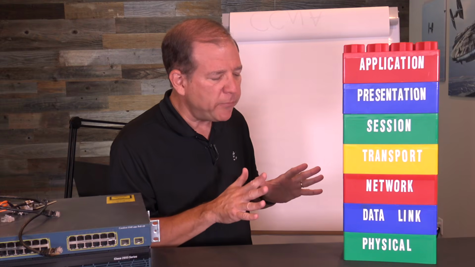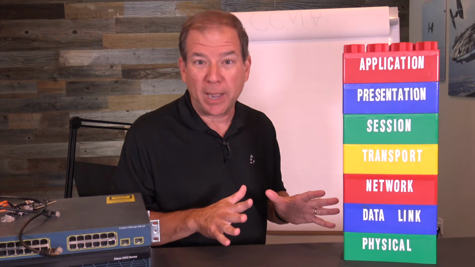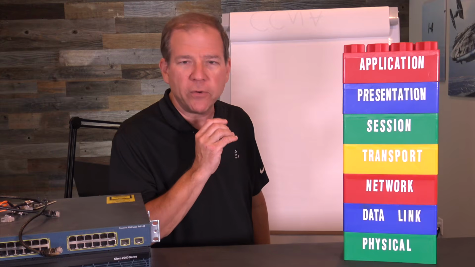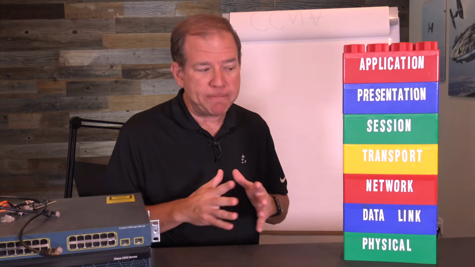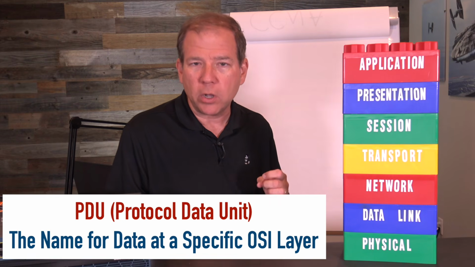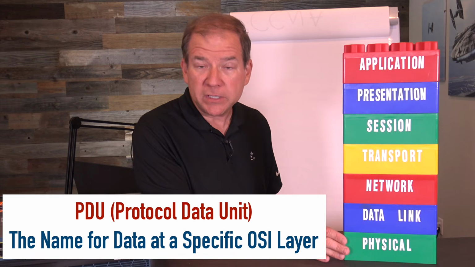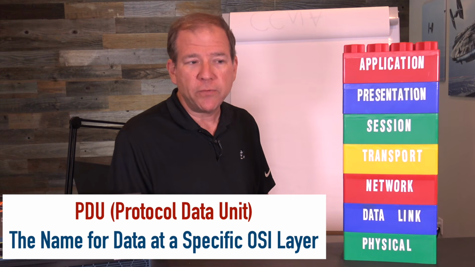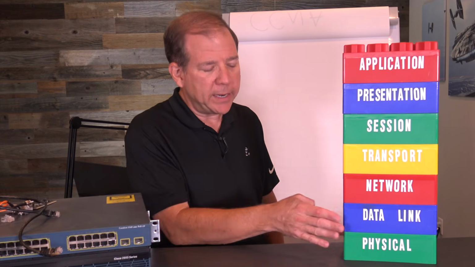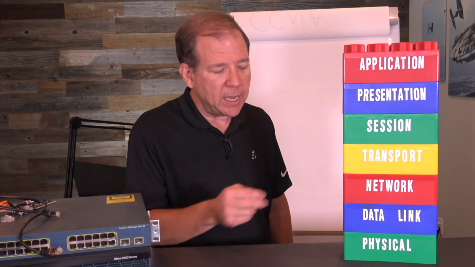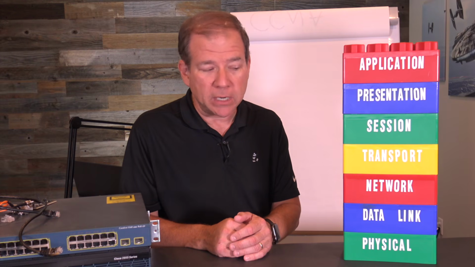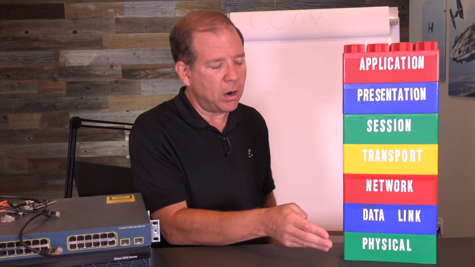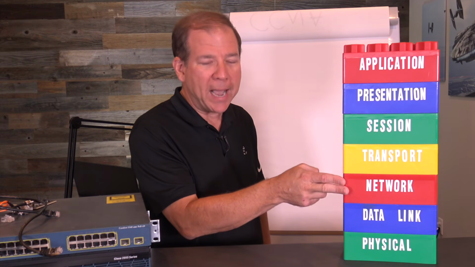In fact, at these bottom 4 layers, we actually call data by different names. Let's talk about how we refer to data at these bottom 4 layers. The names that we give to data are called PDUs, Protocol Data Units. Down at the physical layer, layer 1, data is referred to as bits. And at layer 2, data is frames. At layer 3, we call those packets or datagrams. And finally, segments up at layer 4. So the PDUs are bits, frames, packets, segments.